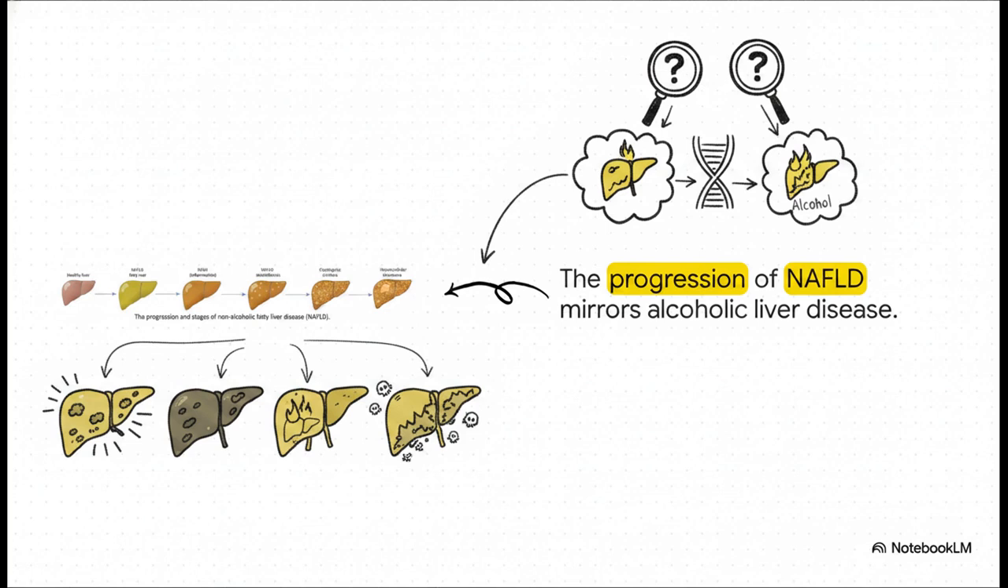And its progression perfectly mirrors ALD. It evolves from simple fatty liver to the inflammatory stage known as NASH, then to steatofibrosis, and finally to cryptogenic cirrhosis and even hepatocellular carcinoma. The mechanism of destruction looks exactly the same, which really deepens our diagnostic mystery.